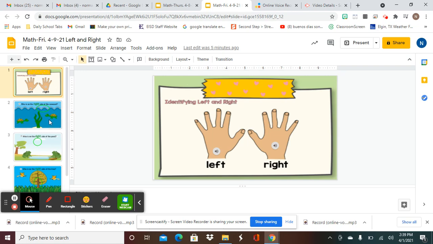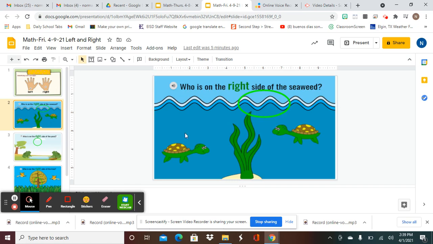Okay. So let me read some of the slides for you. This is how it's going to look. There's going to be a sentence up here or a question asking you something, and then your oval is going to be right there that you're going to move to your answer. So this right here in the middle is called a seaweed, and these are turtles. You have a turtle, one on the right and one on the left. And your question is, who is on the right side of the seaweed? So you're going to move that circle and circle the turtle that is on the right. Remember, you can always click right here also, and then push right there, and I will read it for you.